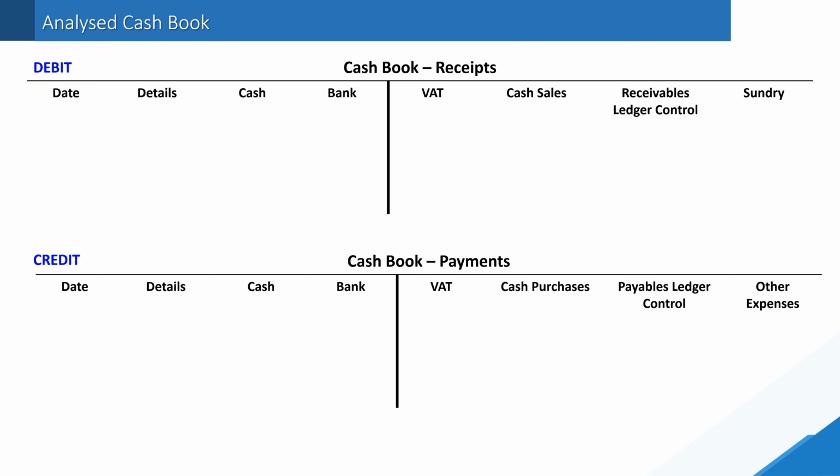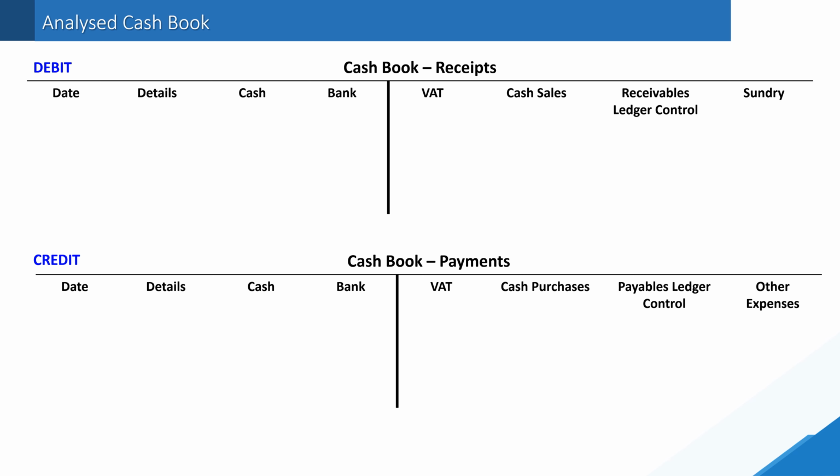In this particular activity, we can see we've got a column for VAT, for cash sales, for the receivables ledger control account, and then a sundry column. Basically what we're doing here is when we make an entry into either the cash or the bank column, we will then analyse that to show where exactly that money has come from.